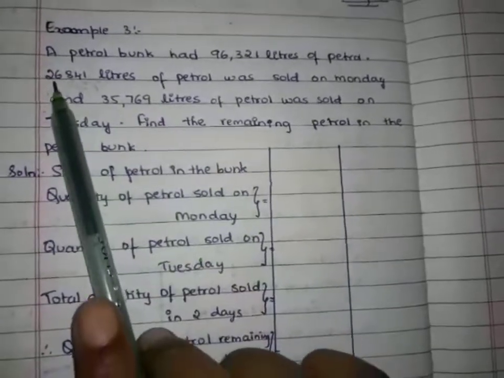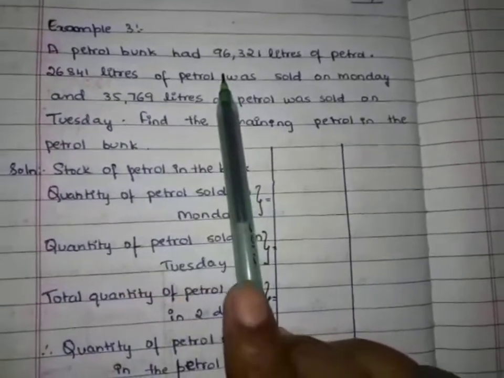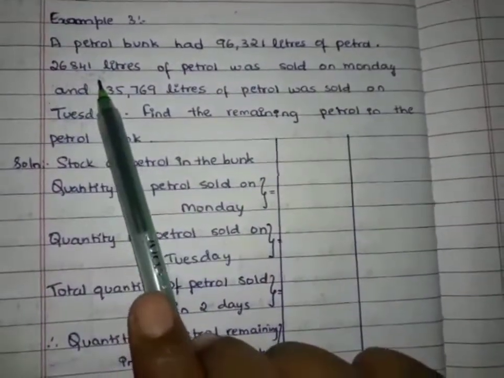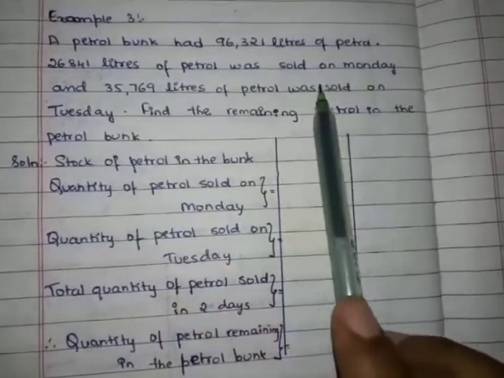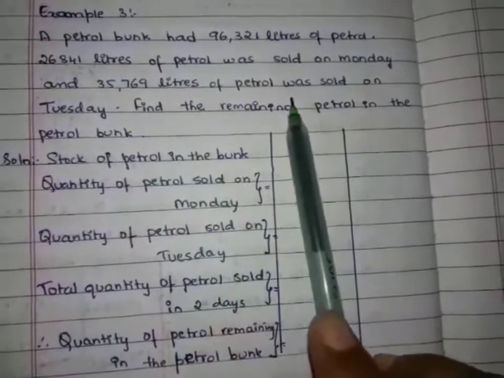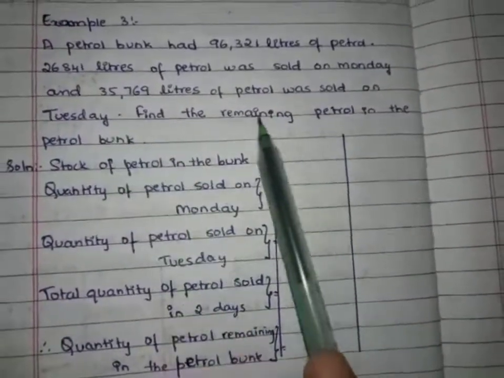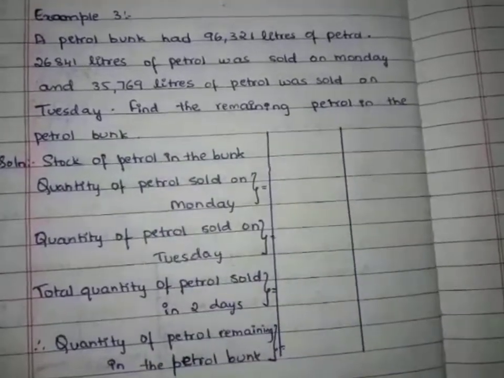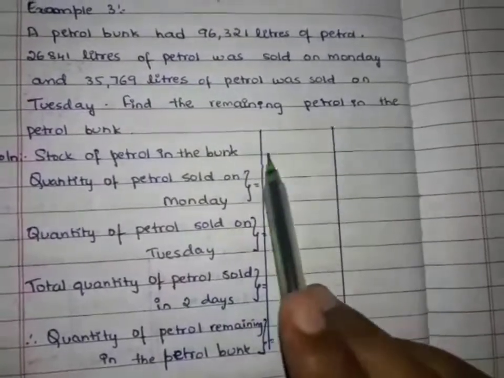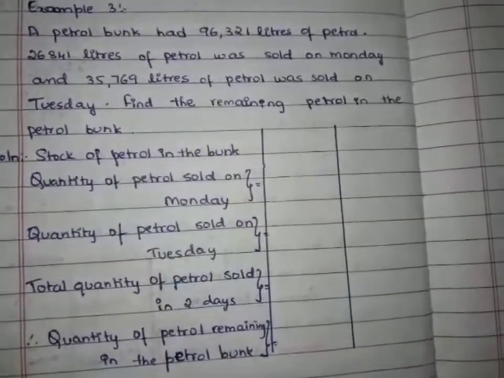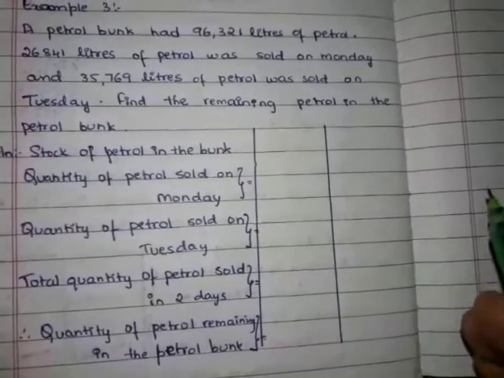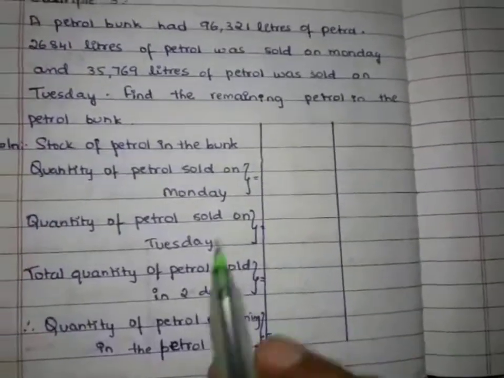The question given is, a petrol bunk had 96,321 liters of petrol. 26,841 liters of petrol was sold on Monday and 35,769 liters of petrol was sold on Tuesday. Find the remaining petrol in the petrol pump. So this is similar to the previous problem, but here the total amount of petrol is already given. We have to find how much petrol was sold on both the days. Let us go on writing them.